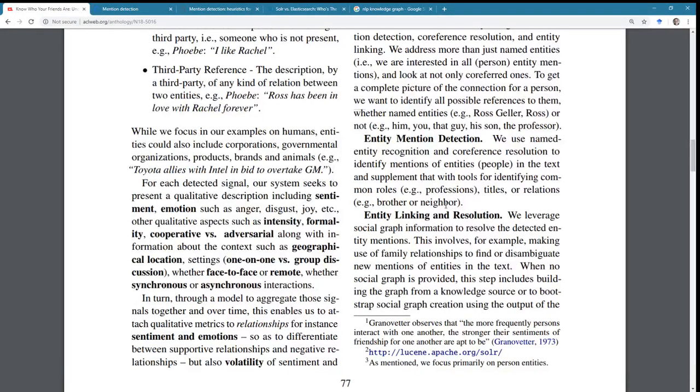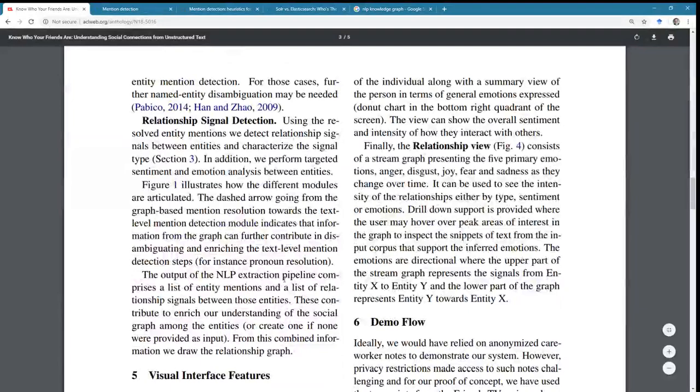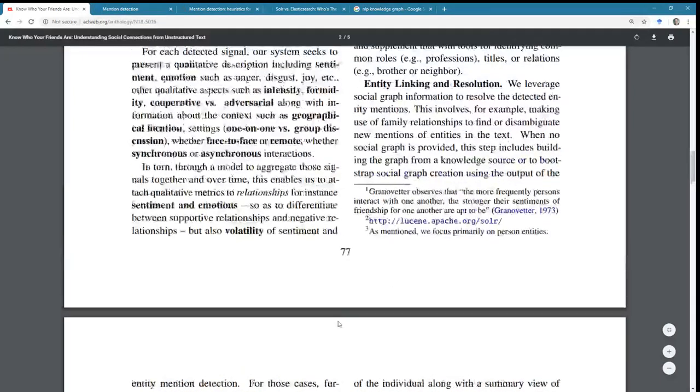We leverage social graph information to resolve the detected entity mentions. Oh, sorry, this is under the heading entity linking and resolution. This involves, for example, making use of family relationships to find or disambiguate new mentions of entities in the text. When no social graph is provided, this step includes building a graph from a knowledge source or to bootstrap social graph creation using the output of an entity mention detection. For those cases, further named entity disambiguation might be needed. Pabico 2014, Han and Zhao 2009.